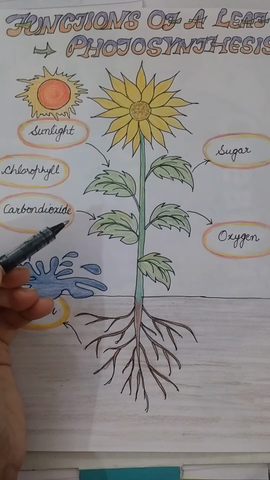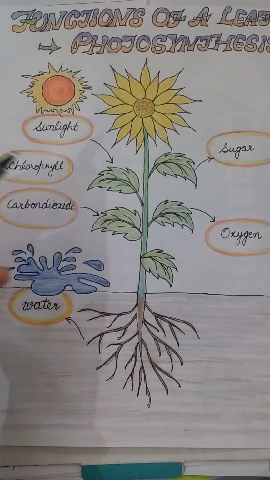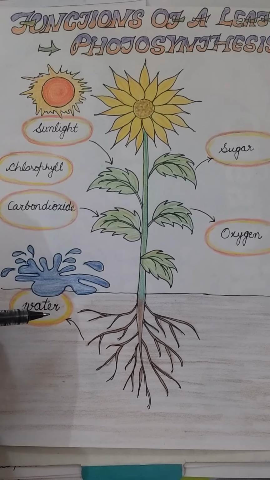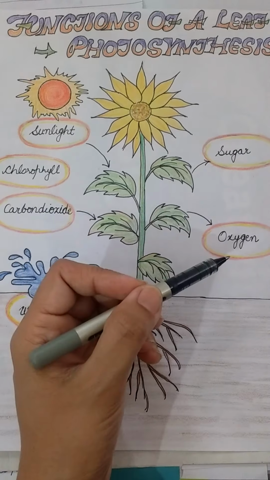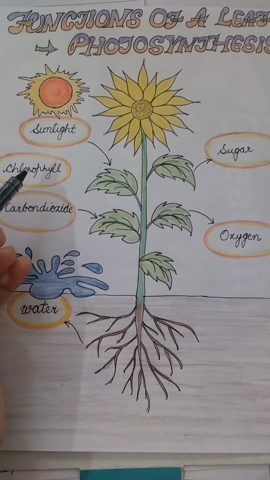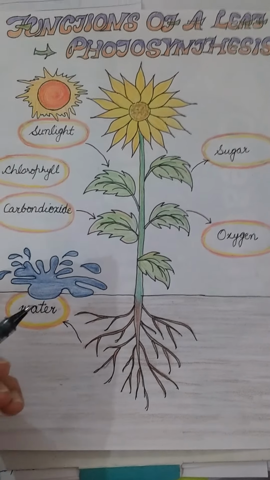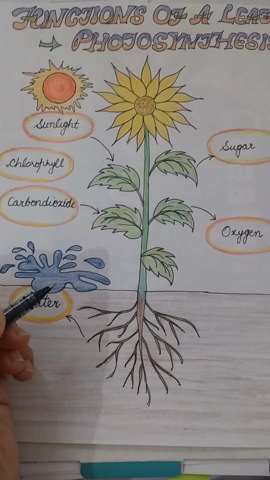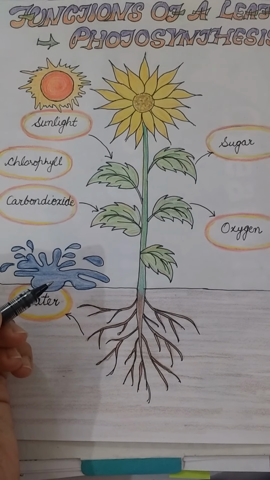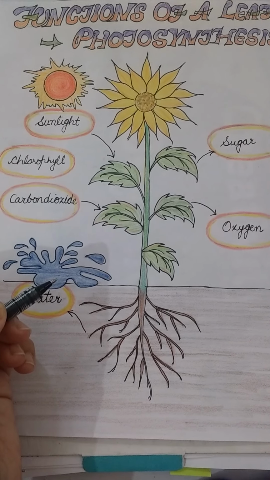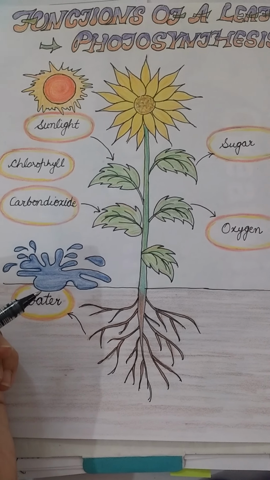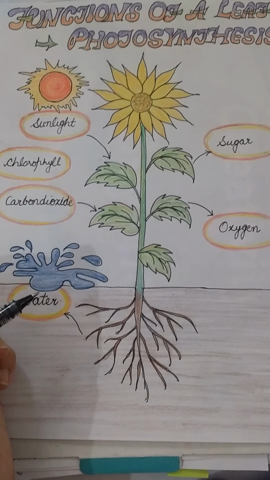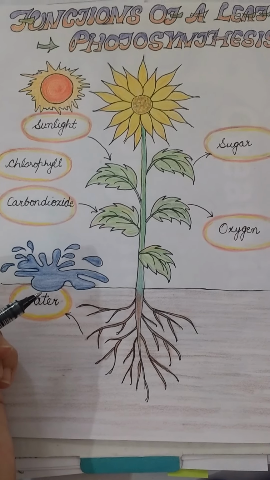And after that, leaves convert this carbon dioxide and water into sugar and oxygen in the presence of chlorophyll and sunlight. This was all about the photosynthesis process. It is the main function of the leaf. There are some more functions of leaves, like transpiration. Transpiration is the loss of excess water from the leaves.